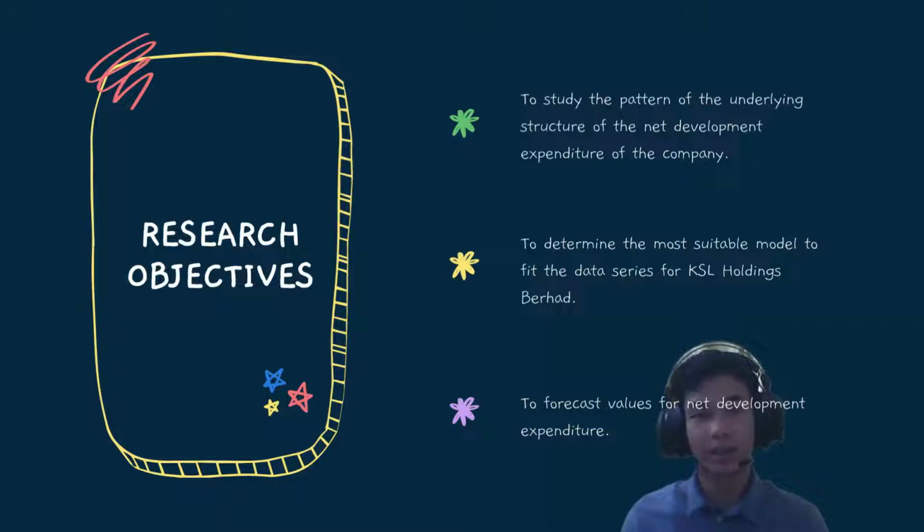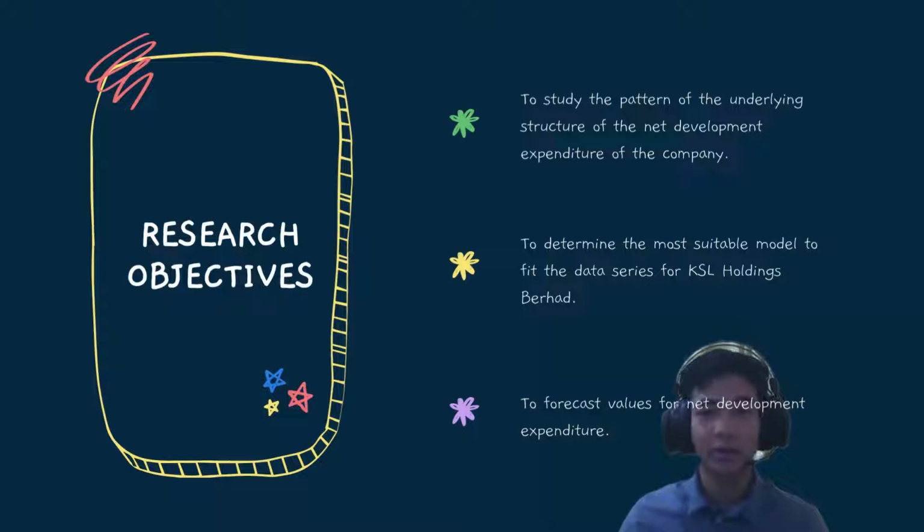Next, for the research objective, our first objective is to study the pattern of the underlying structure of the net development expenditure of the company. This will help to learn the relationship between cost and volume. It is also called a cost structure. With this, it can provide a tool for forecasting costs at different volume levels.